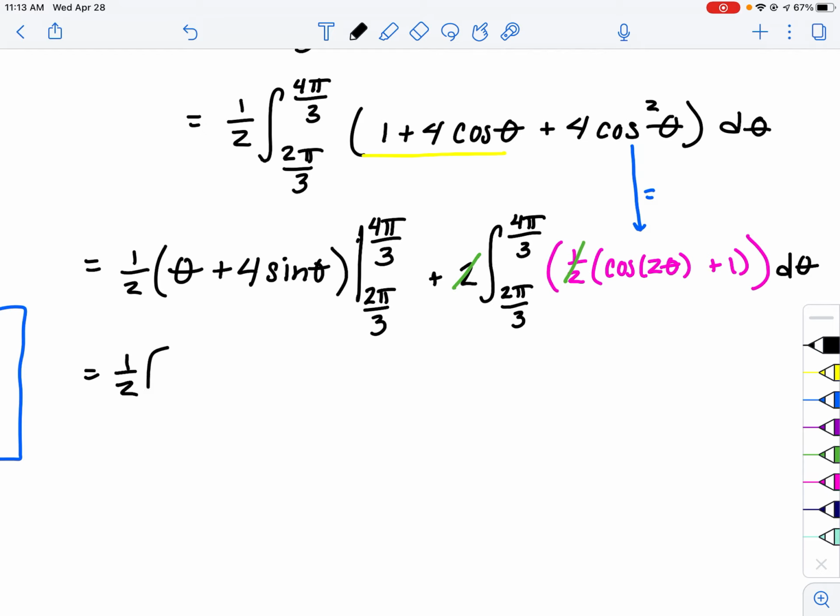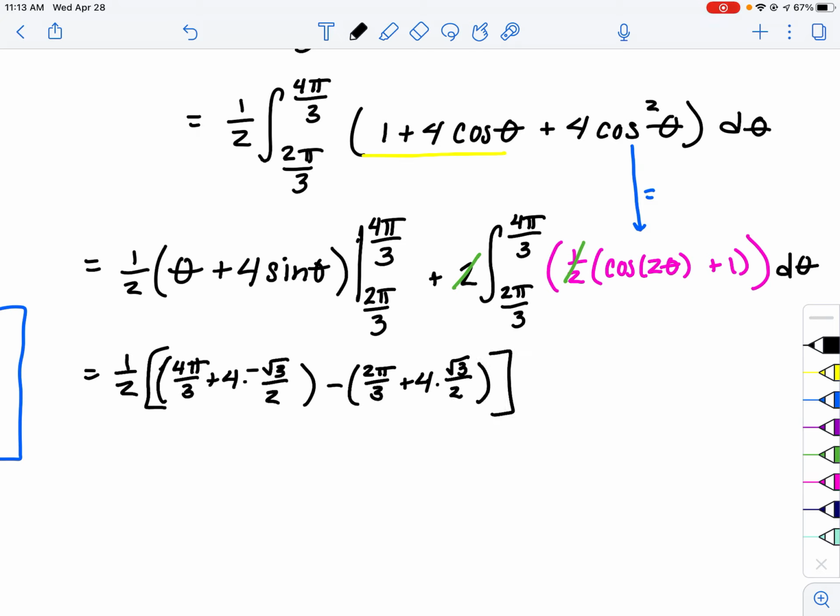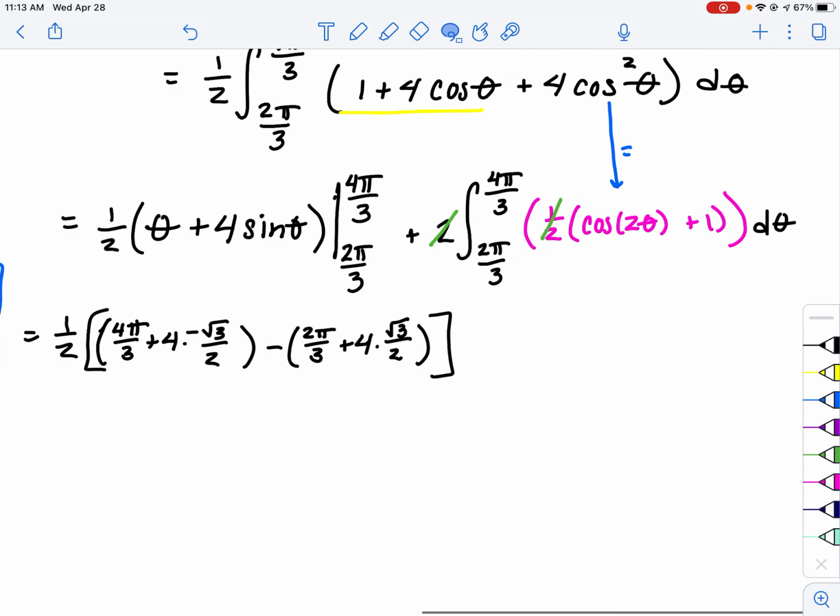And then, okay, let's see. Let's go ahead and evaluate this first part. So I'm going to get 1/2 times 4 pi over 3 plus 4 times sine of 4 pi over 3 is going to give me negative root 3 over 2, minus 2 pi over 3 plus 4, and then 2 pi over 3 has a positive sine of root 3 over 2. So there's my first two parts.